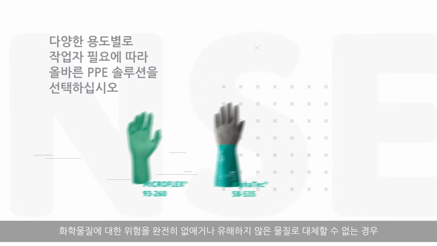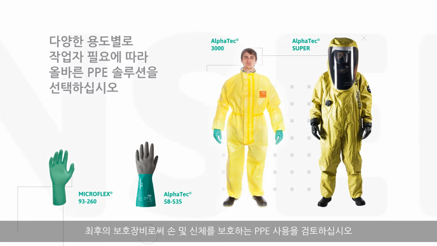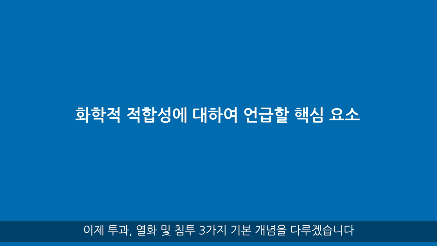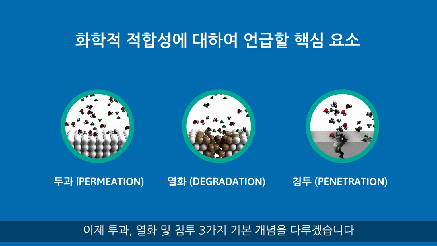In case of the inability to remove a chemical risk completely or to substitute for something non-hazardous, then PPE, such as hand protection and body protection, are considered as a last line of defense. We are now going to cover three fundamental notions: permeation, degradation, and penetration.